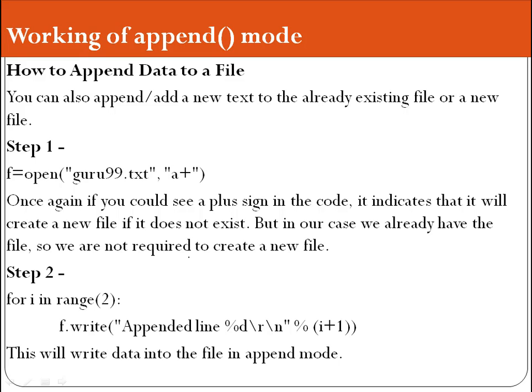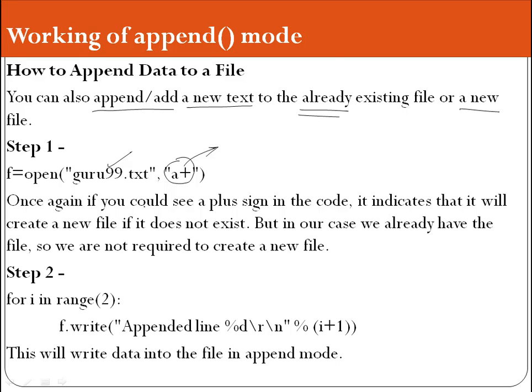Now we are coming to appending the data to the file. This is how we are opening it. This is a plus. You can append or add new text to an already existing file or a new file. If the file you are going to open does not exist, it will create a new file. If the file is already there, whatever you are going to add, it will add at the end of the file text. Whatever text is already there, it will add the new text at the end of the file.